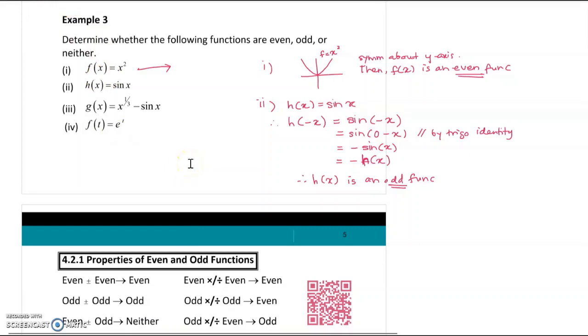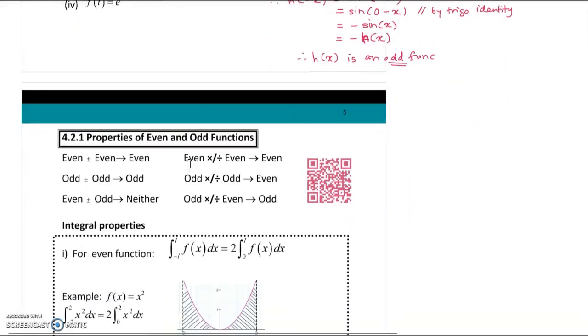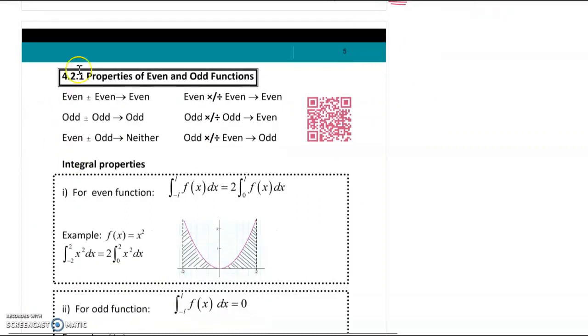Now, we want to see the properties of even and odd functions. We have 6 properties here. Suppose you have two functions, f1 and f2. If f1 is even and f2 is also even, when you add or subtract the two functions, the result of the summation or subtraction will be even. If both are odd, then the result will be odd. If one is even and the second one is odd, then the result will be neither.